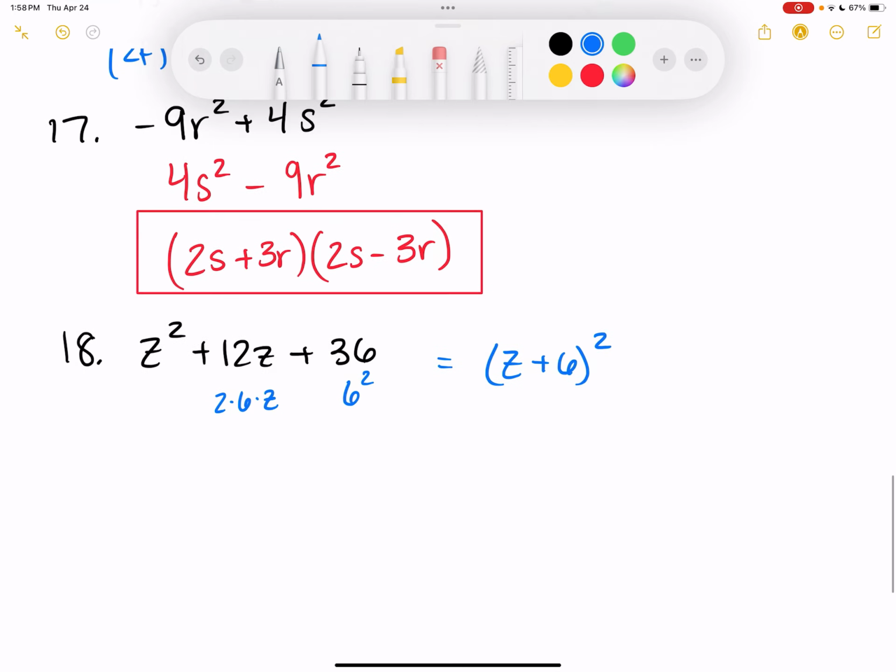So did I. Yeah. So the last term is 6 squared. The middle term is 2 times that number, so 6 times the first term, which is z. I know I just said that out of order from what I normally say, but anyways. So that's z plus 6 squared. So that was a perfect square trinomial.